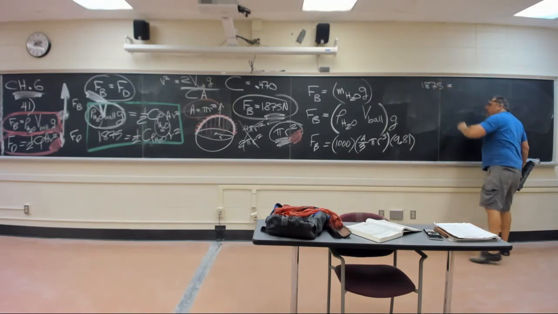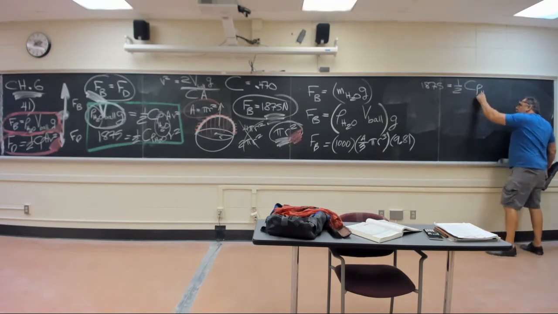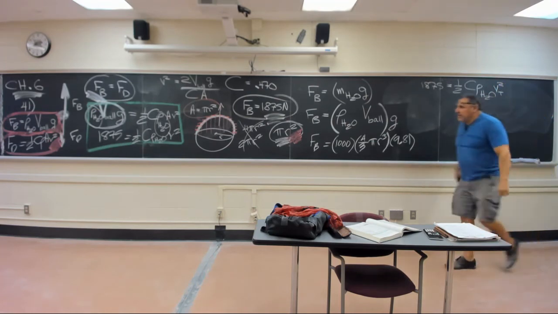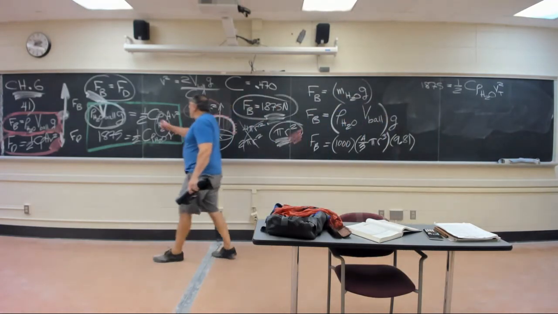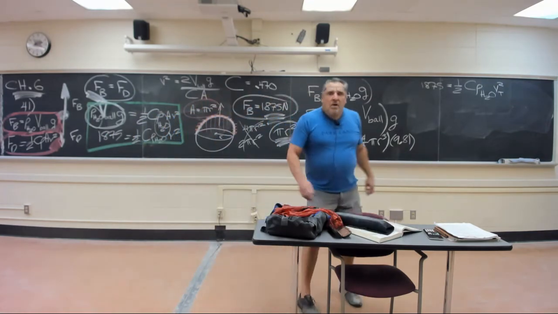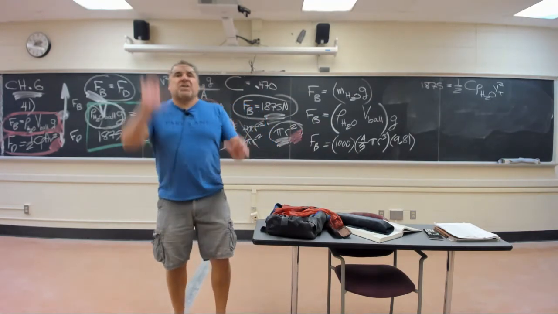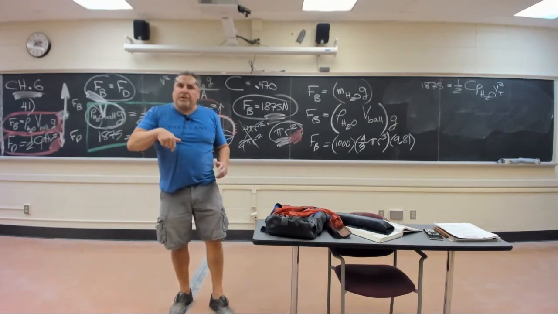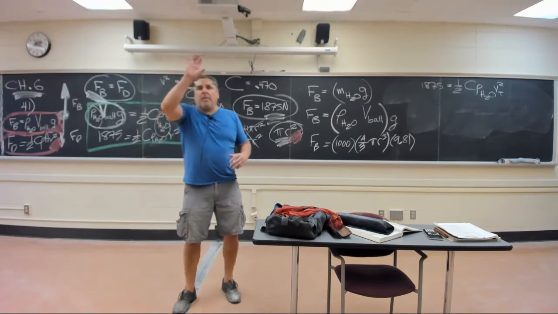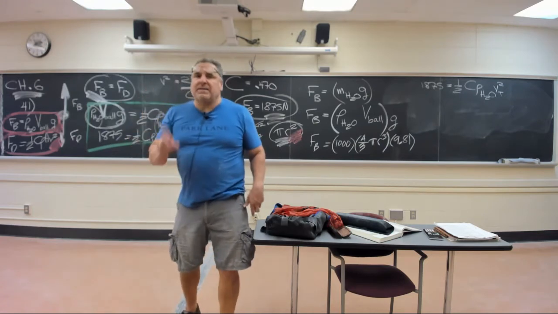1875 newtons equals 1/2 C rho H2O V squared. And the V squared is V terminal velocity squared. That's what it means. When these are equal, that's it. When the buoyant force is firing up and the drag force is holding it down, when those are equal and opposite to each other, there's a constant velocity attained.